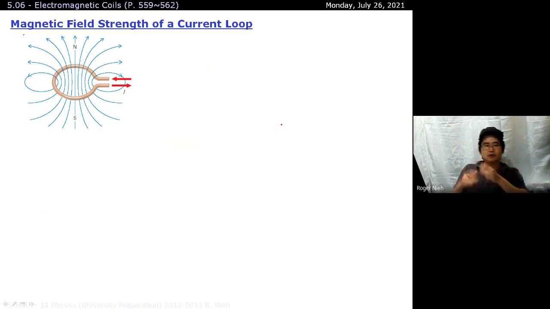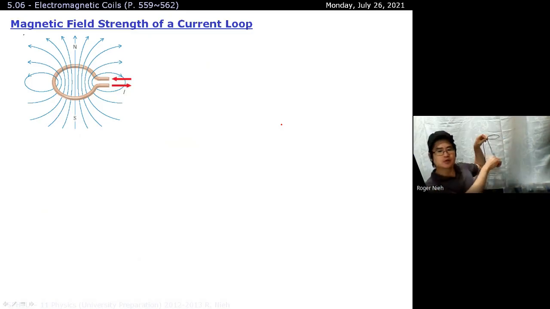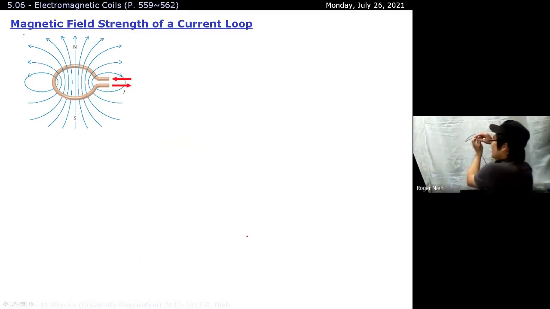So we have a loop that looks something kind of like this, floating in space right now. And if you observe, the current is coming in from one end. I'm trying to simulate what it looks like on your screen. So what am I supposed to do? Hold it like this and hold it like this for you guys? Yeah. All right. And the current is going in through the back.